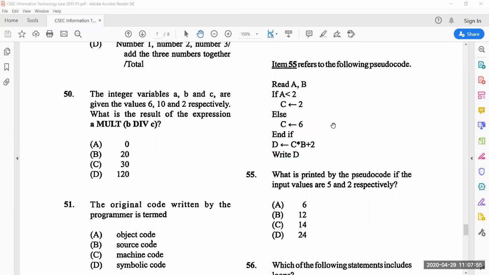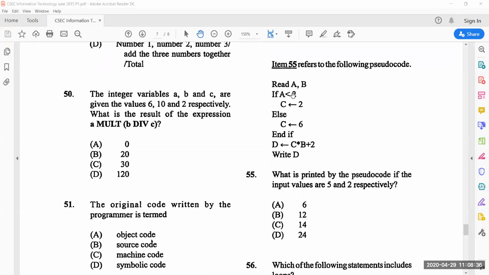Okay, now 55 refers to pseudocode. What is printed by the pseudocode if input values are 5 and 2 respectively? All right, so you're going to read 5 and 2, and they're going to be assigned to A and B. If A is less than 2, A is not less than 2. So C is equal to 6. D is equal to C, which is 6, multiplied by B, which is 2. That's 6 times 2 is 12, plus 2 is 14. So the answer is C.